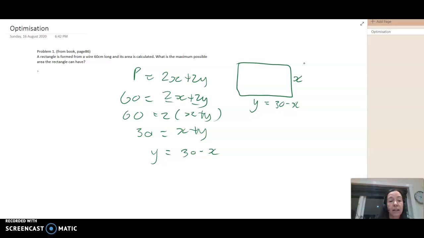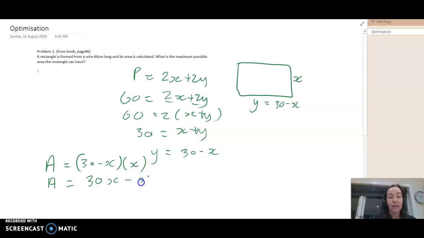Now, what are they asking? For the maximum possible area. So I know that my area of a rectangle is the base times the perpendicular height. So in that case, it'll be 30 minus x multiplied by x. Obviously, you could have done that in any order. To find my derivative, I do need to expand this out so that I've got it in its simplest form. So 30x minus x squared.